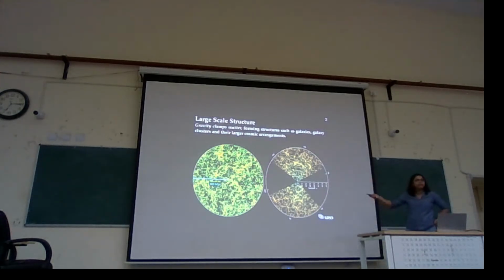What I am saying is that it is statistically similar, which means if I draw small circles of this size at different locations and calculate the average dispersion in those circles, and do the same exercise here, they will match. Any statistical quantities, like the power spectrum, that we calculate here and here will match. That is what I mean by statistical similarity. This is a simulation, and this is observation.